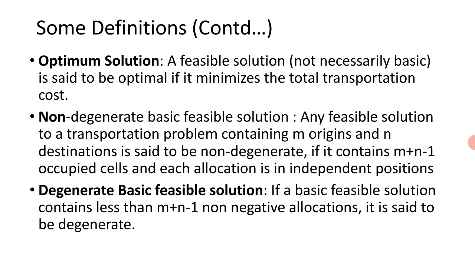Non-degenerate basic feasible solution. Any feasible solution to a transportation problem containing m origins and n destinations is said to be non-degenerate if it contains m plus n minus 1 occupied cells and each allocation is in independent positions.